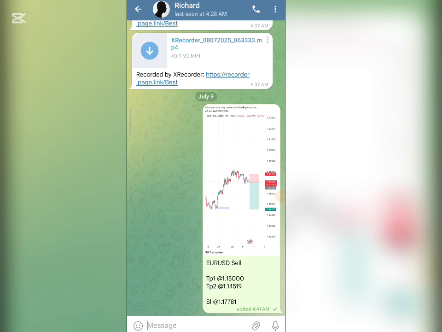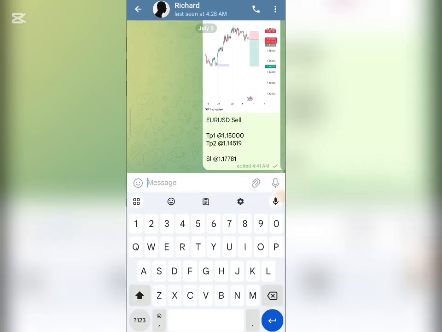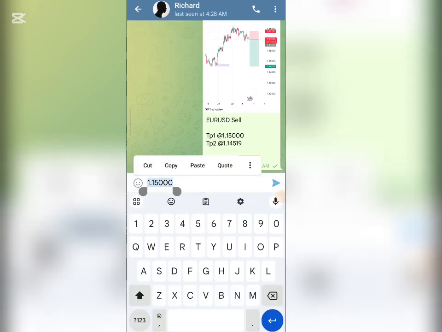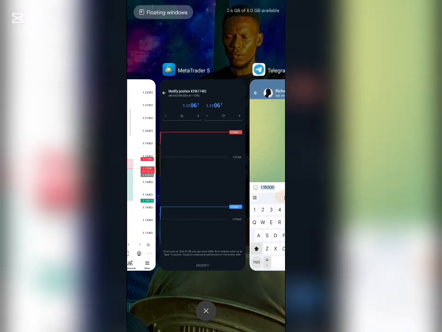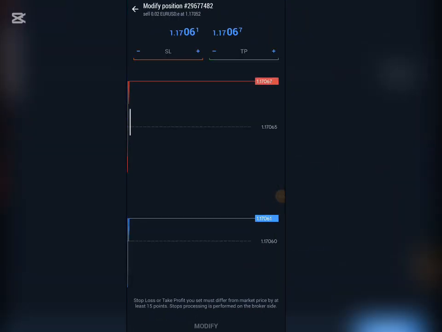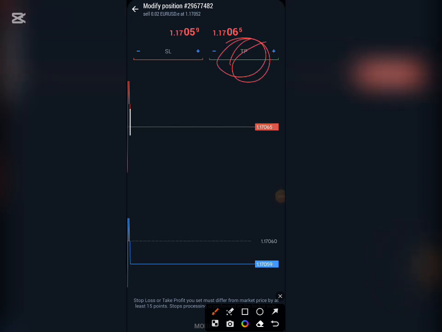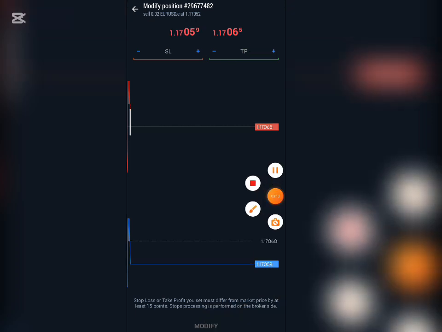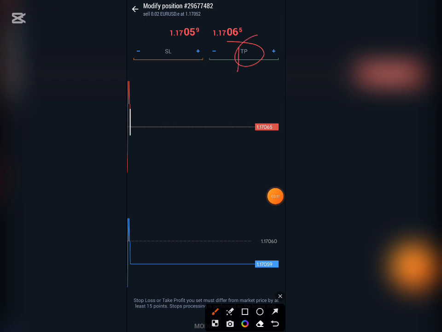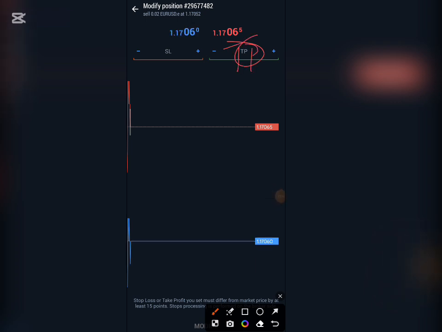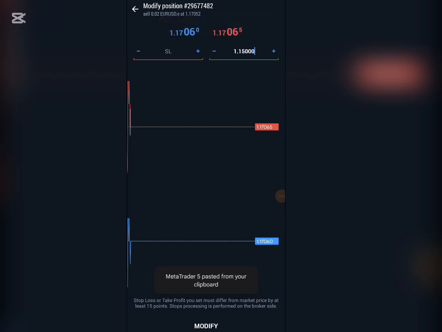Okay, so TP1, I have 1.15000. That is TP1. So I'm going to copy it, then I'm going to enter the trade. Now you see this green stuff right here? That is TP. As you can see, it wrote TP there. The green one is always the TP. Then on the left you are seeing SL. The red one is the stop loss. So I'm going to copy and paste what I wrote on that TP.